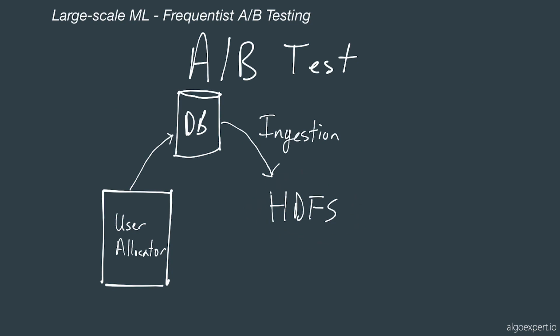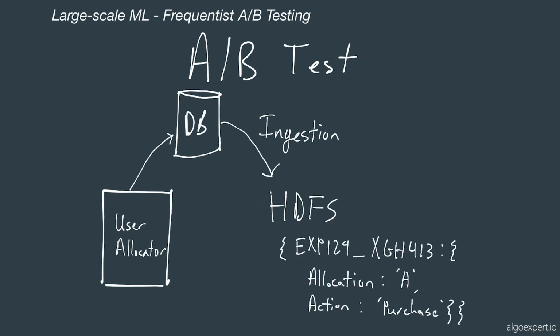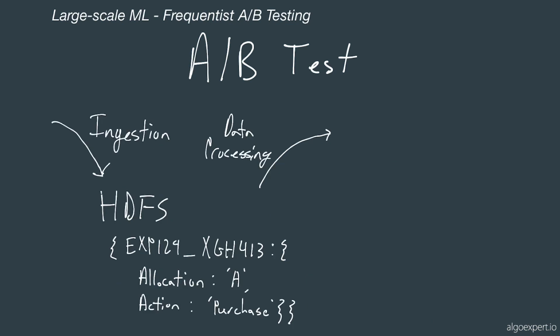This could lead into an HDFS cluster. One of the records in the HDFS cluster would look something like this. So we would have the experiment ID, the user ID, or the cookie that we put in their browser. We would detail what allocation they were and what action they took. This would either be a purchase action or a no purchase action if they didn't eventually purchase an item after seeing that home page.